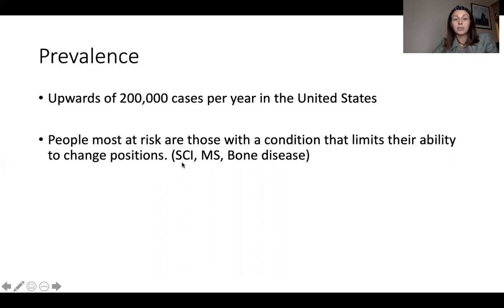So who can't change their position? Someone with a spinal cord injury or multiple sclerosis, where people lose a lot of neural control and muscle tone as it advances. Bone disease, anything. There are so many different conditions that can lead to immobility, but here are a few. Bone disease can cause brittle bones, and then you can't move yourself because you'll break your bones trying to move.